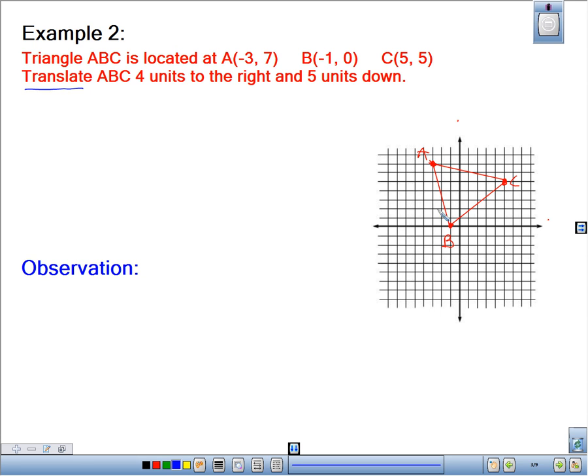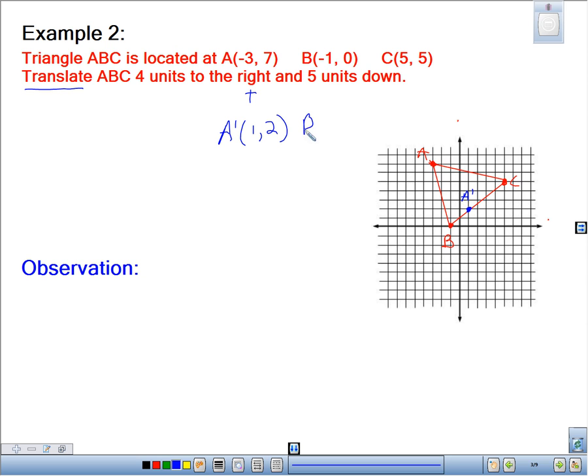So if I do this graphically, I'm going to move each point individually. So let's start with A. 4 units to the right. Remember, we said if we're going to go right, that's adding. Okay? Or in this case, heading to the right. So let's do it 4 spots. So 1, 2, 3, 4 spots to the right, and then 5 units down. 1, 2, 3, 4, and 5 is right there. So that would be point A prime. So let's write that coordinate down. So A prime is located at 1, 2. Right.